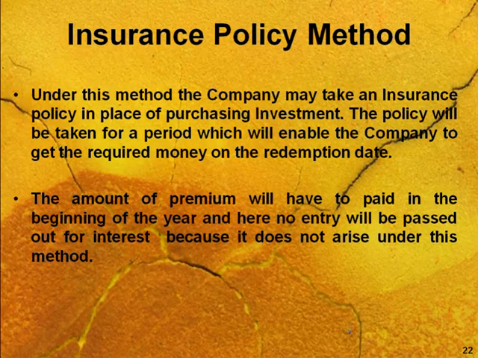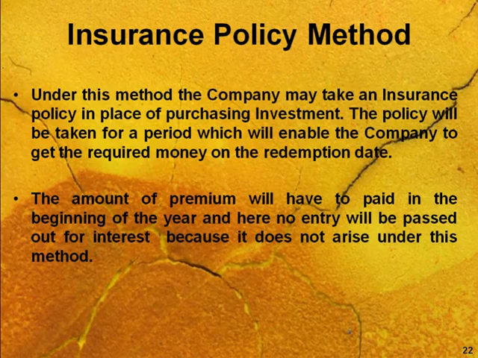In the earlier example, every year the company purchased an investment of 15,000. But in this option, the company is taking an insurance policy of 1 lakh at the beginning, and for this every year the company is paying a premium. So at the end of 5 years, the company's policy will mature and the company will get the funds, and those funds will be used for the redemption purpose. The premium will have to be paid at the beginning of the year here, and no entry will be passed for interest, because on investment every year you were getting interest, and that was on the cumulative or non-cumulative method. But in the insurance policy method, the company only has to pay the premium at the start of the year and will get no interest.